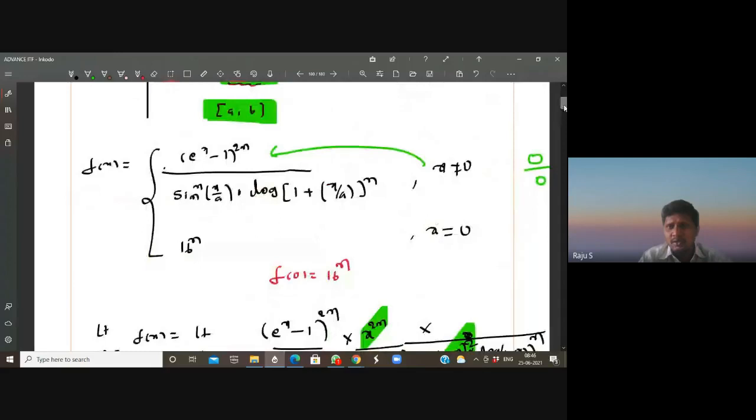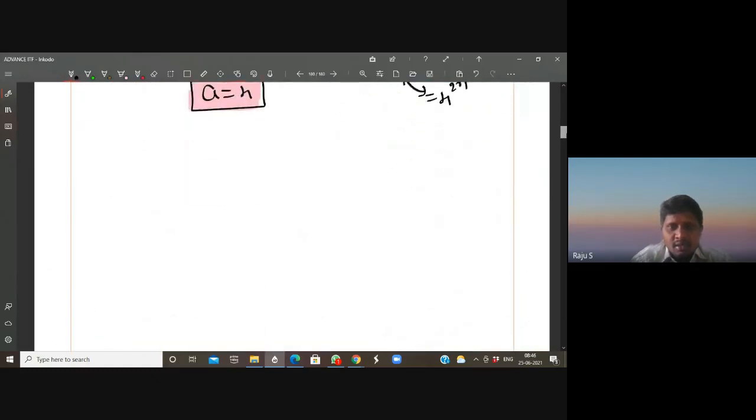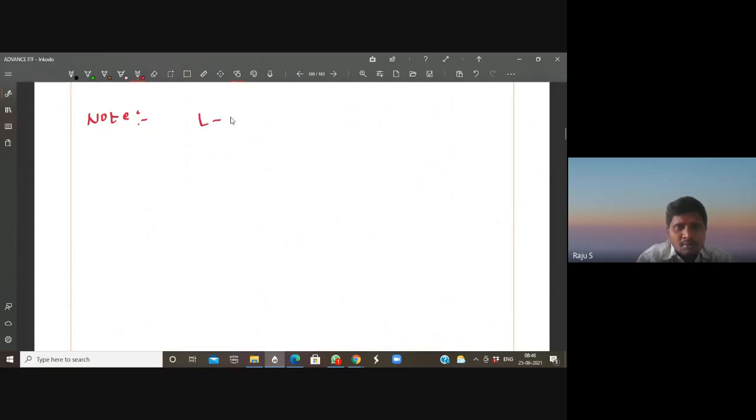When we get 0 by 0, we can apply L'Hopital rule. L'Hopital rule, right? The P is silent, the S is silent here. So what is the meaning of that? Here we have to differentiate numerator and denominator, and especially in continuity, the L'Hopital rule can play a very important role. What does it mean by L'Hopital rule?